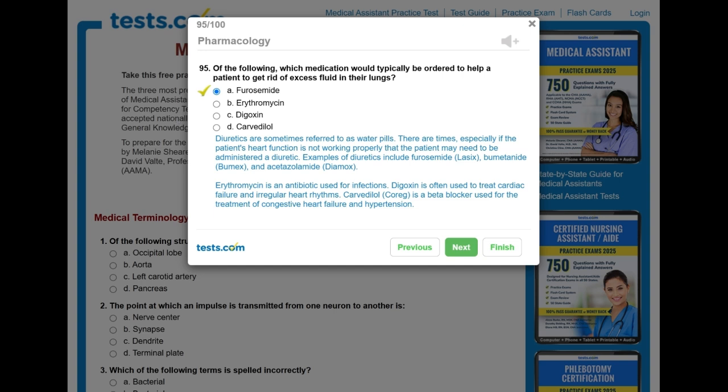There are times, especially if the patient's heart function is not working properly, that the patient may need to be administered a diuretic. Examples of diuretics include furosemide, Lasix, bumetanide, Bumex, and acetazolamide, Diamox. Erythromycin is an antibiotic used for infections. Digoxin is often used to treat cardiac failure and irregular heart rhythms. Carvedilol, Coreg, is a beta blocker used for the treatment of congestive heart failure and hypertension.